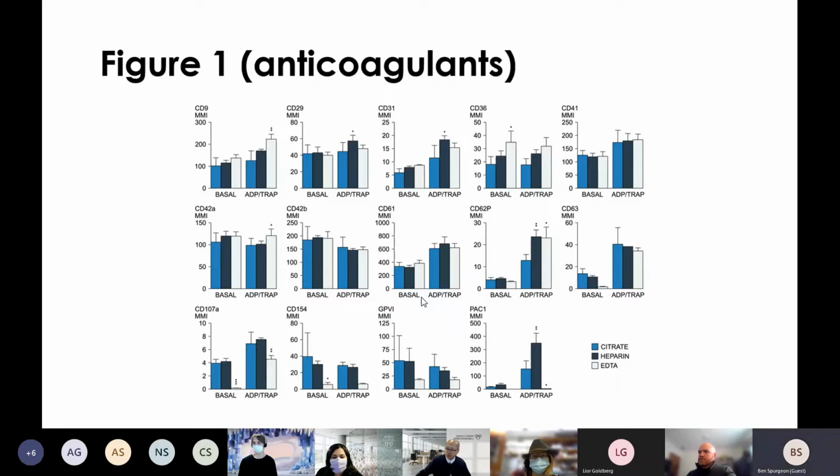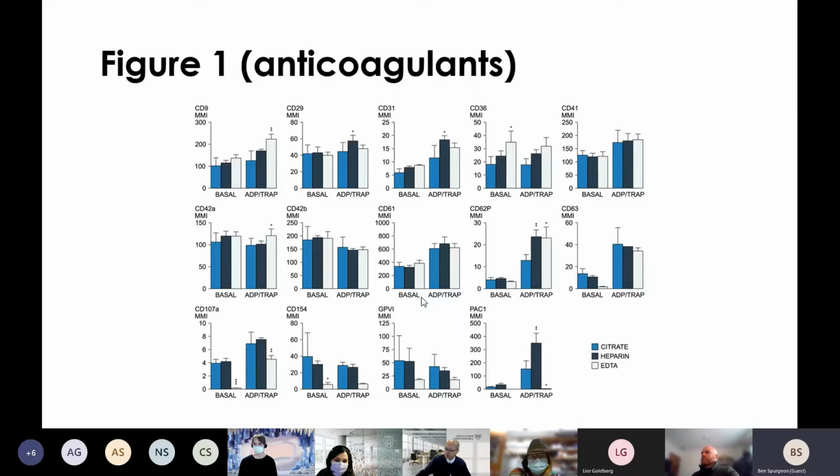So the anticoagulants sodium citrate, heparin, and EDTA are very commonly used in platelet studies. And there's often some debate about the optimal choice. It's worth noting that calcium is essential for platelet function and coagulation, and citrate and EDTA work by chelating calcium, whereas heparin works by inhibiting the activity of thrombin, which is also essential for coagulation.